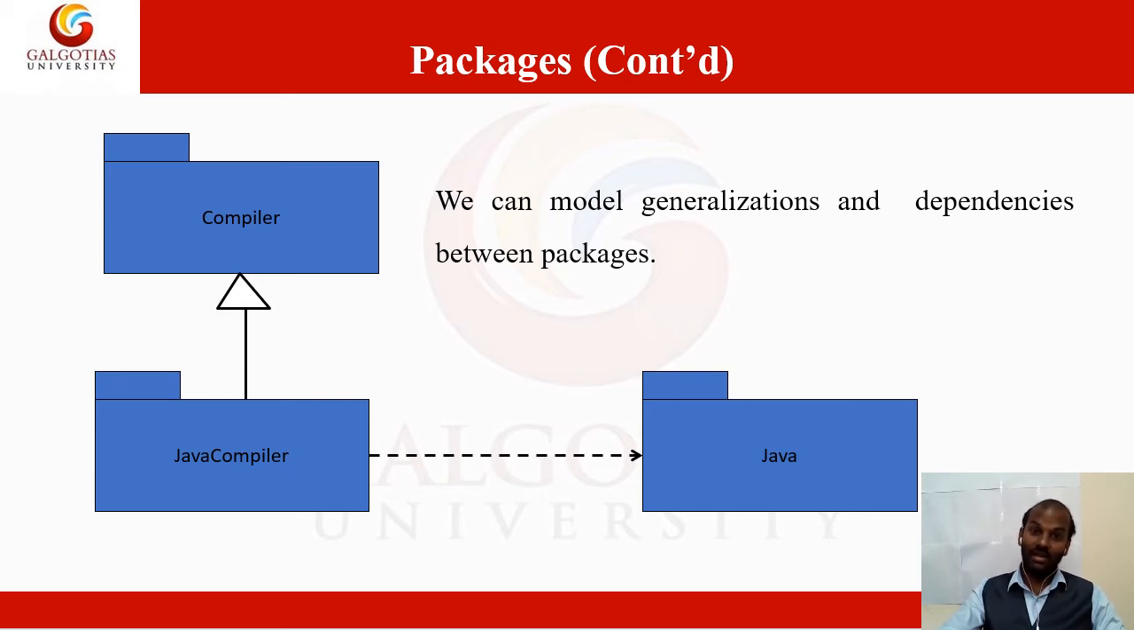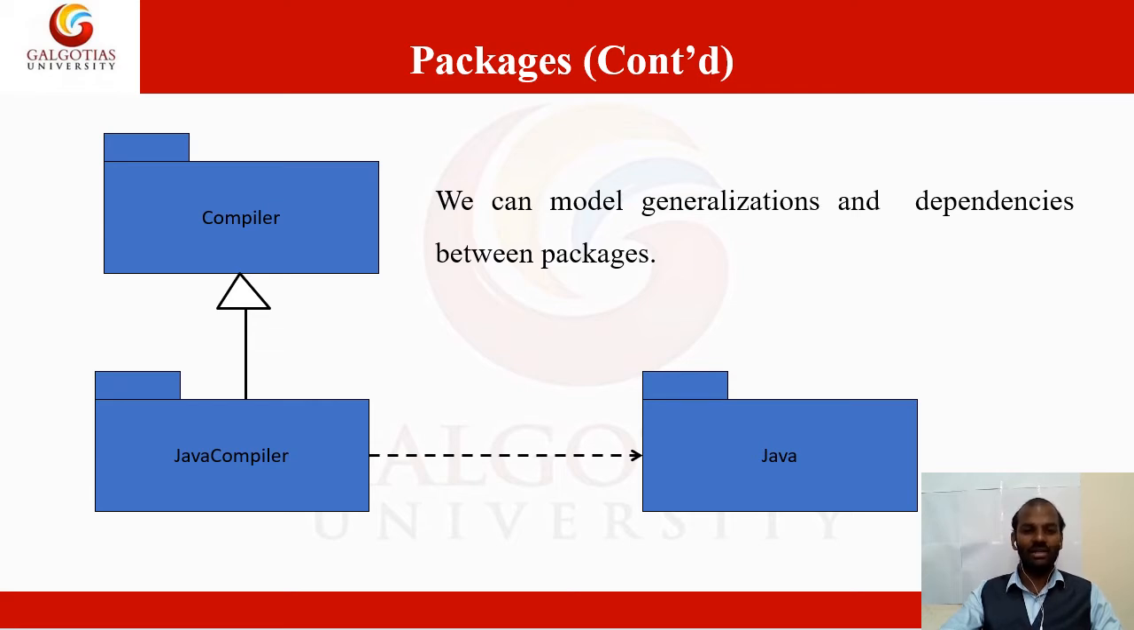So Java compiler, obviously we know the Java code only is going to be executed in the Java compiler. Am I right? So the Java compiler is going to depend upon the Java language, right? But the Java compiler is going to inherit from your compiler, because compiler is a common word. There are many compilers available, right? So the compiler is your base and Java compiler is your subclass. So now these two different packages are going to be related by generalization.